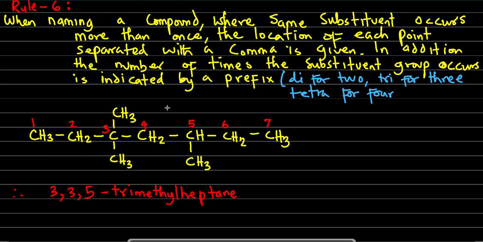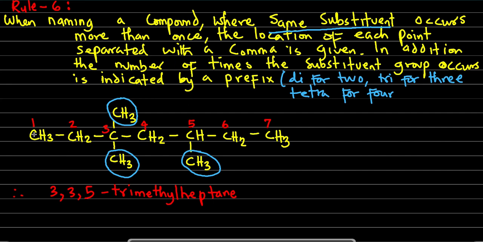Now you realize that methyl is appearing 3 times. Now if you look at this rule, they said when the same substituent occurs more than once, and you realize that methyl and methyl and methyl, they are all the same. So we have 3 of the same type of substituent attached to this chain. So we said in this case now, where we have the same kinds of substituents, the positions of these substituents, you just have to write them and separate them with a comma. I said the location of each point separated with a comma is given.